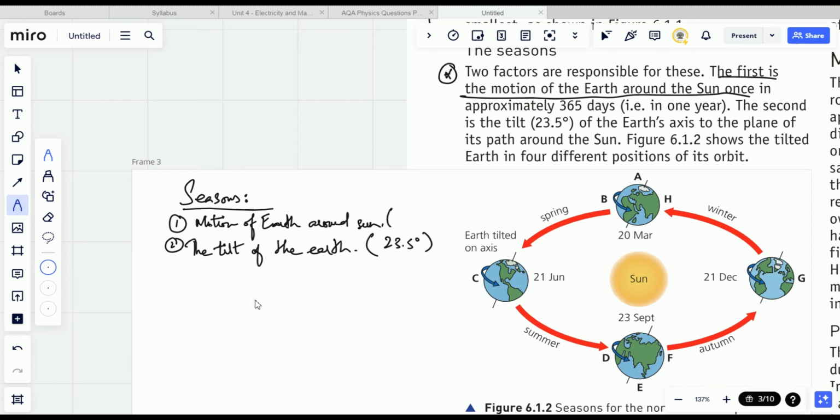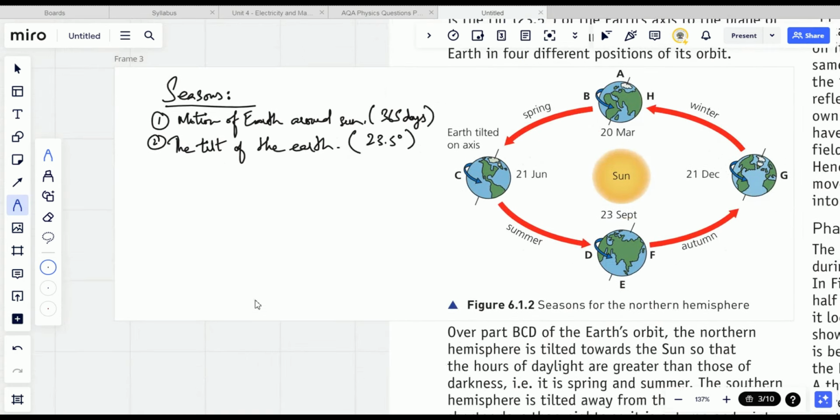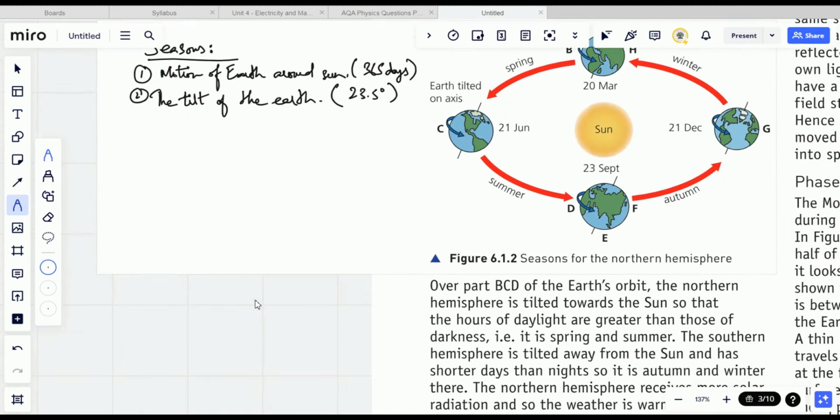And how much time does it take for the Earth to complete one revolution around the Sun? That is 365 and a quarter days. Okay? Approximately 365 days. No need to go into too much accuracy for this. Is this part clear? Okay, got it. Now let's talk about the seasons that we have.